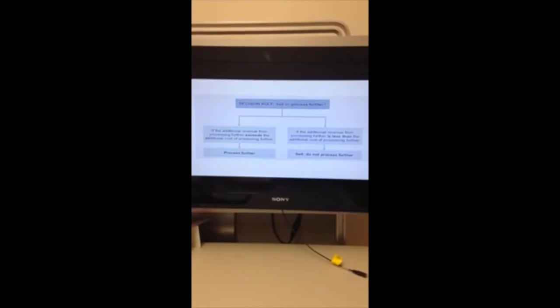If the additional revenue from processing further exceeds the additional cost of processing further, it would be better if you would process further. If the additional revenue from processing further is less than the additional cost of processing further, you would sell and not process further.